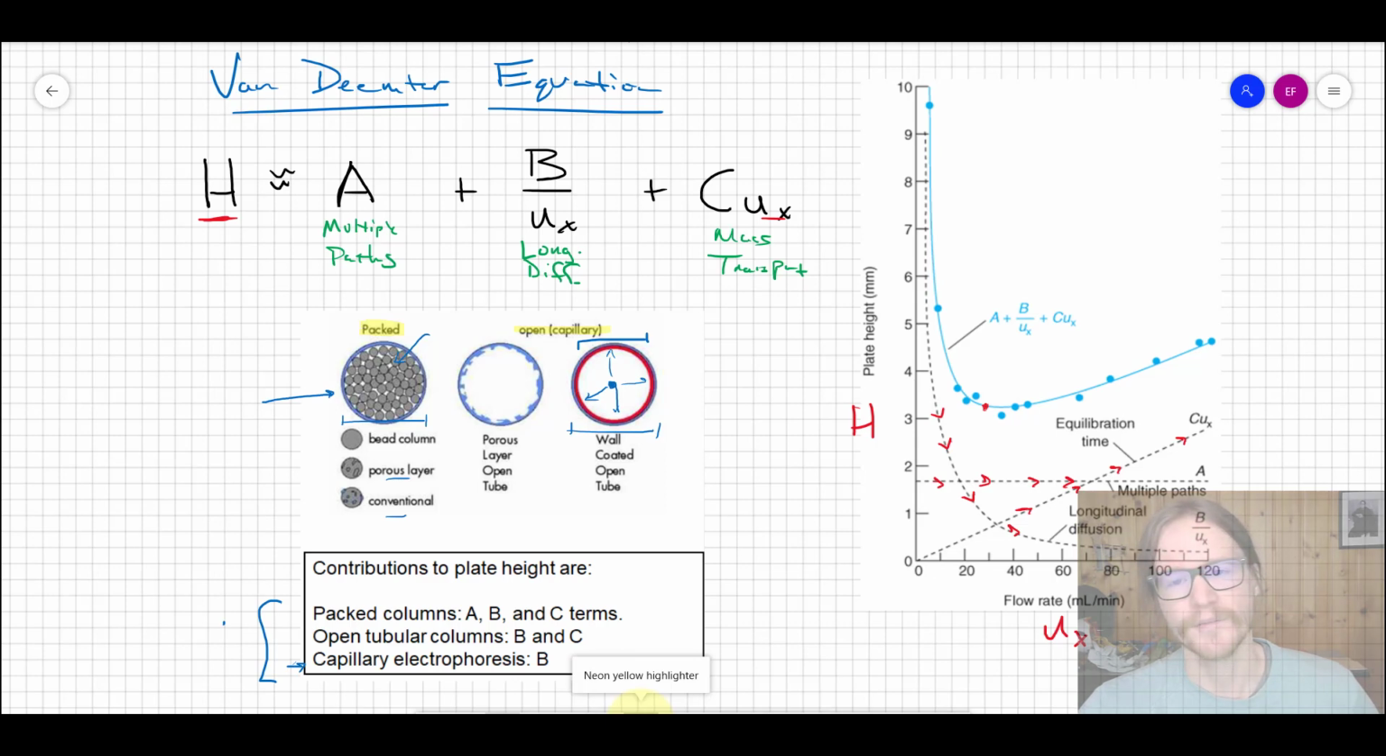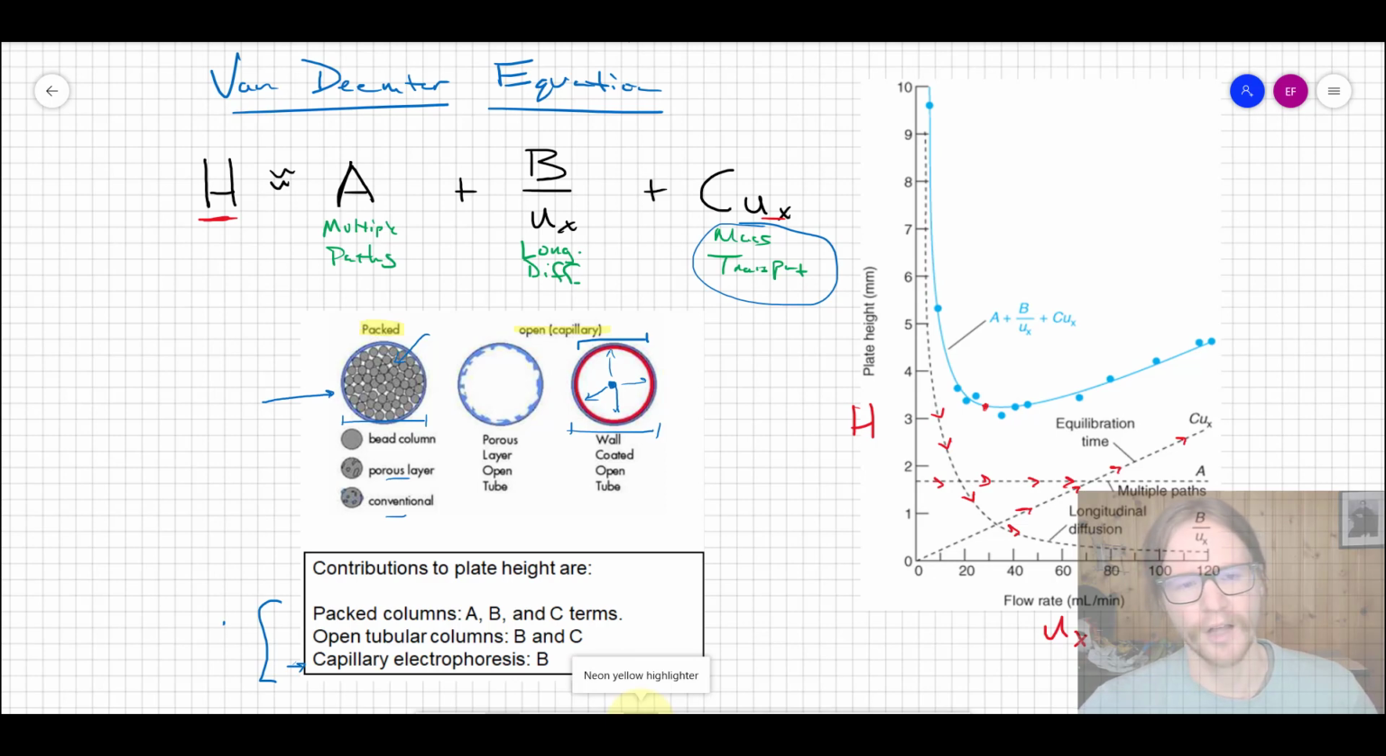And then in terms of C, depending on the surface area of these particles, that's going to dictate how far a molecule or species has to move along the length of the column to go through one equilibration cycle. So decreasing the particle size decreases the contribution for mass transport in this case.